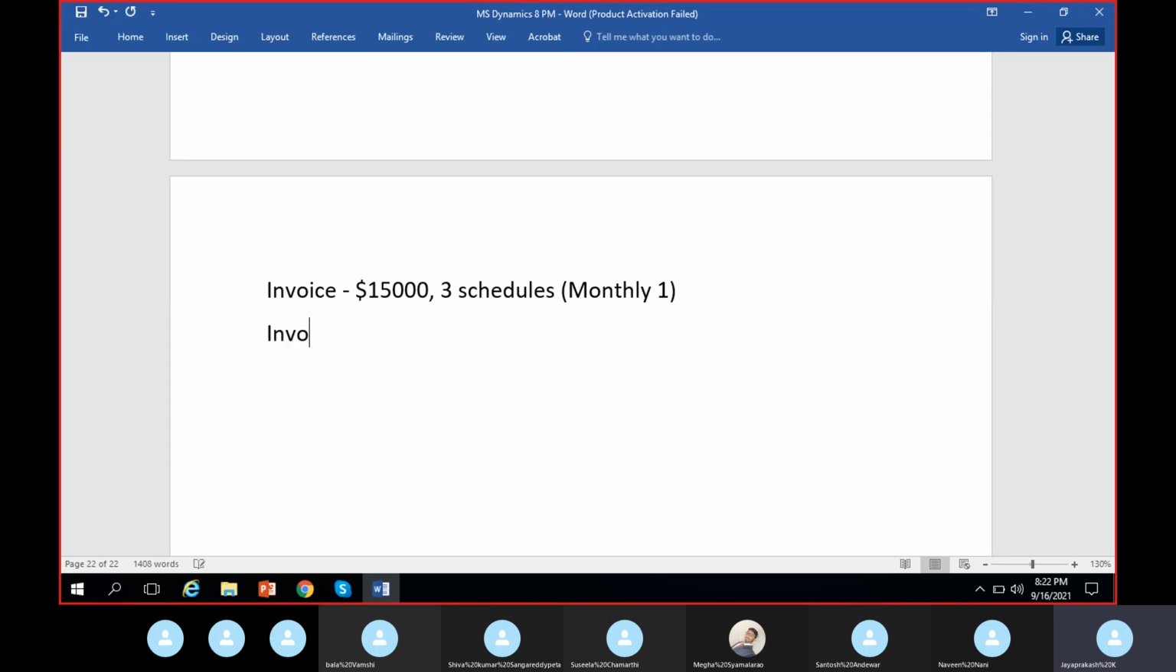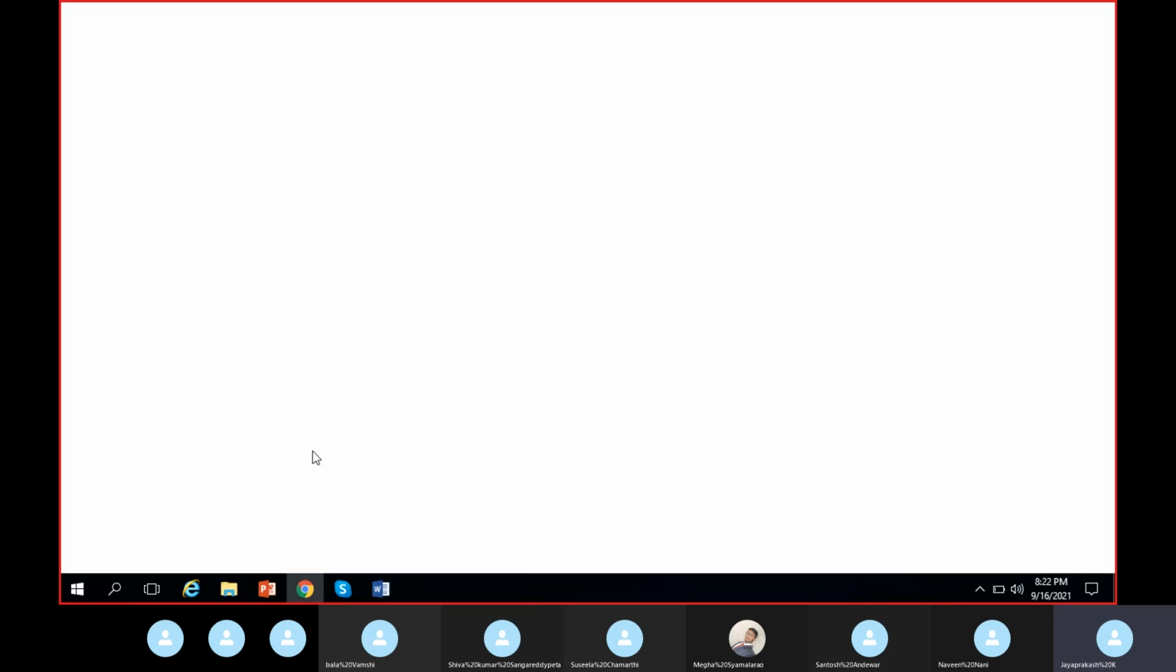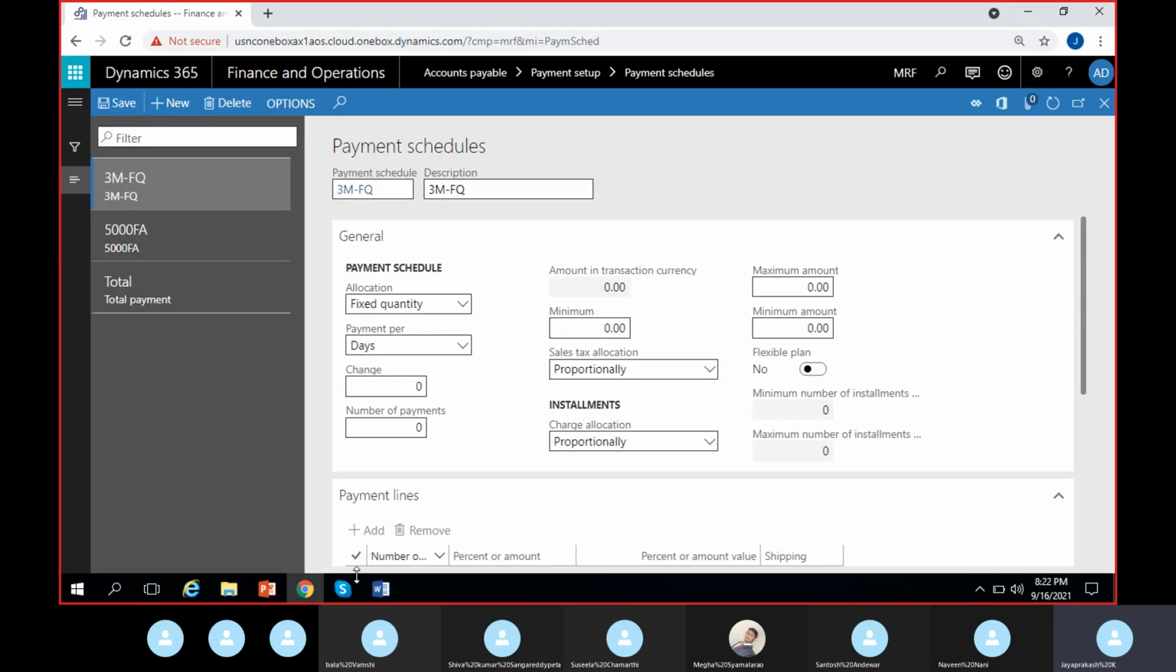In the same way, suppose I have an invoice for 20,000 and I have 4 schedules, which I would pay monthly once. So what will be my payment for each schedule? 5,000. Correct, 5,000 per schedule. Suppose it is 5 schedules, then 4,000 per schedule. So it will divide equally according to the schedules that you give, the frequency of schedules and the number of payments.